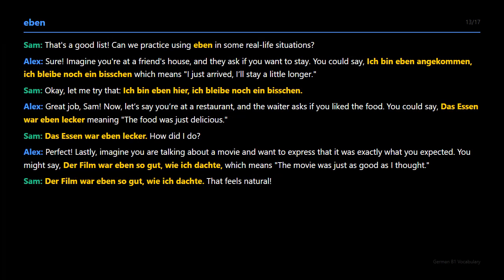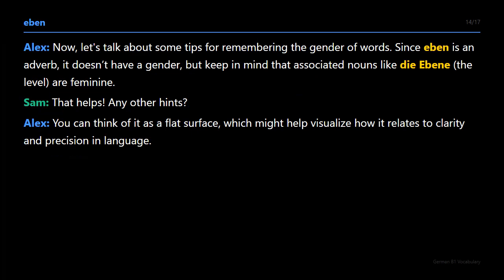That feels natural. Now, let's talk about some tips for remembering the gender of words. Since eben is an adverb, it doesn't have a gender, but keep in mind that associated nouns like die Ebene, the level, are feminine. That helps. Any other hints? You can think of it as a flat surface, which might help visualize how it relates to clarity and precision in language.